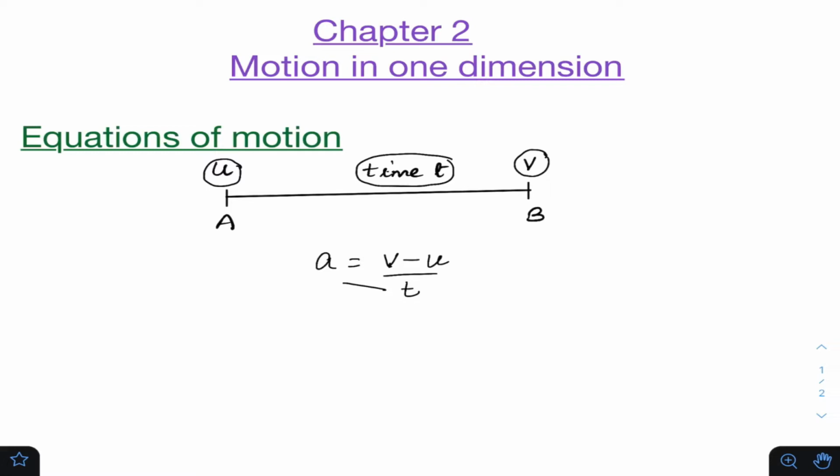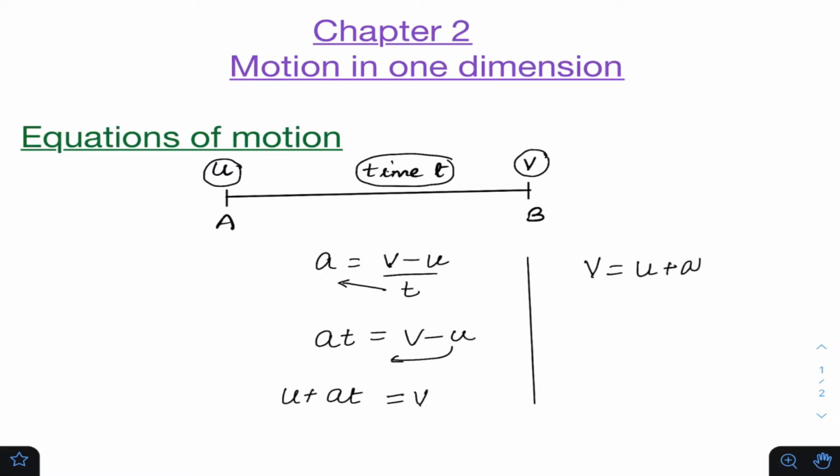Now, transfer this t to the left hand side. So, at equals v minus u, and take u to this side. So, at plus u equals v, or you can write v equals u plus at. This is the first equation of motion.